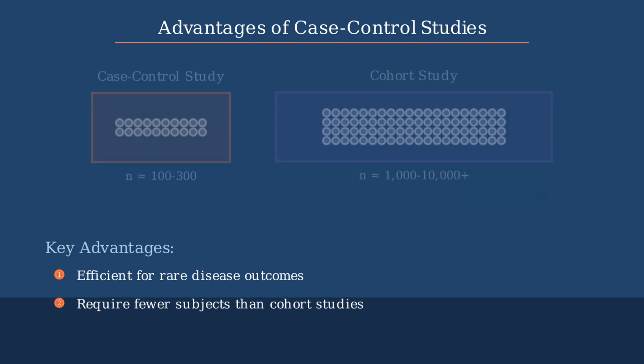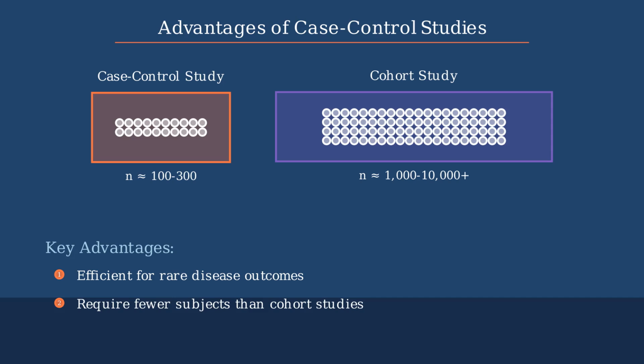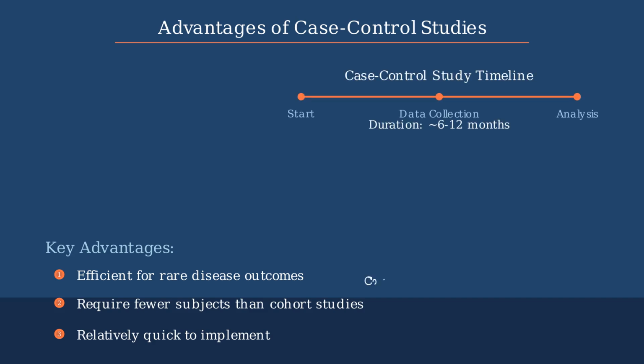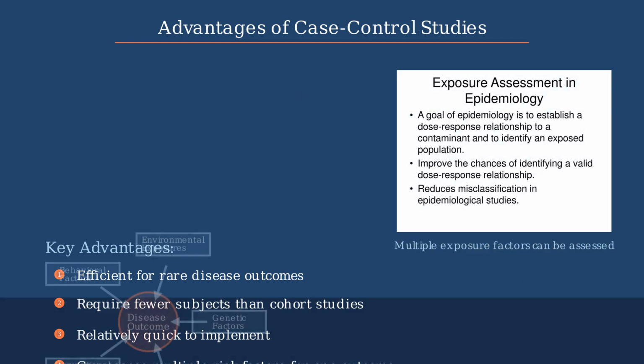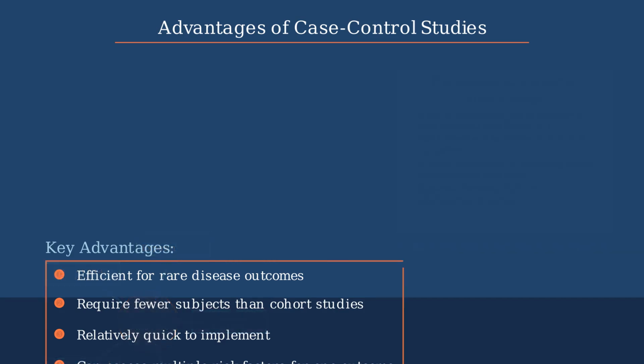Second, case control studies require fewer subjects than cohort studies, making them more resource efficient. Third, case control studies are relatively quick to implement because data collection occurs at a single point in time. Finally, case control studies allow researchers to assess multiple exposures or risk factors for a single disease outcome. These advantages make case control studies particularly valuable for investigating rare diseases and exploring multiple risk factors efficiently. By leveraging these advantages, researchers can efficiently study diseases that might otherwise be difficult to investigate using other study designs.